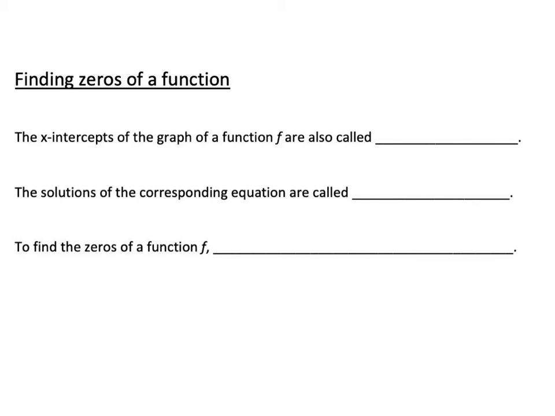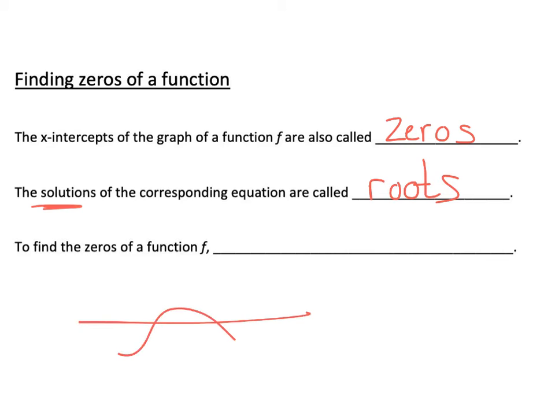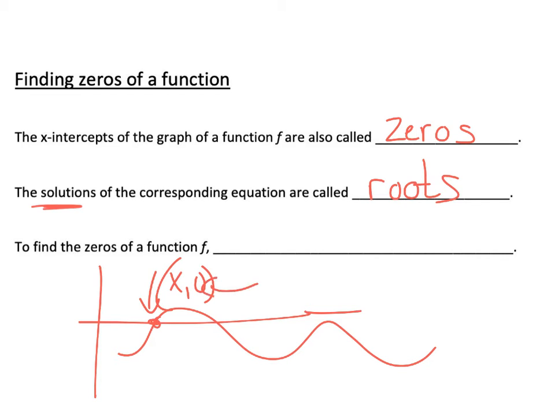Now, to find the zeros of a function, so again, the x-intercepts of the graph of the function f are also called zeros. Okay, so these are synonymous terms. But the solutions of the corresponding equations are also referred to as the roots. To find the zeros of the function, where it crosses your x-axis, this would be some point, comma 0. So we're letting y be equal to 0. So to find the zeros of the function, set f of x equal to 0, then solve.